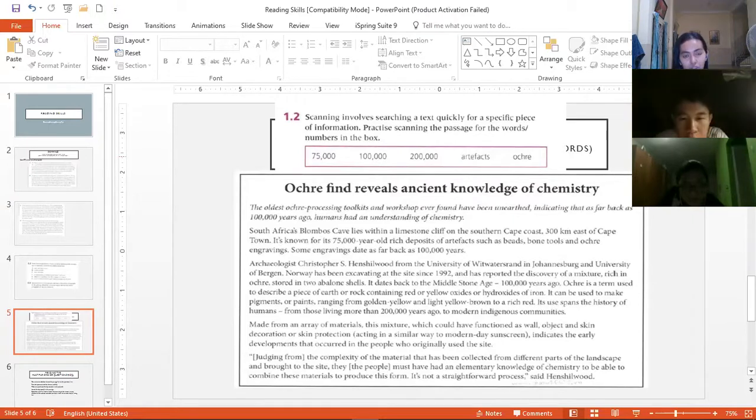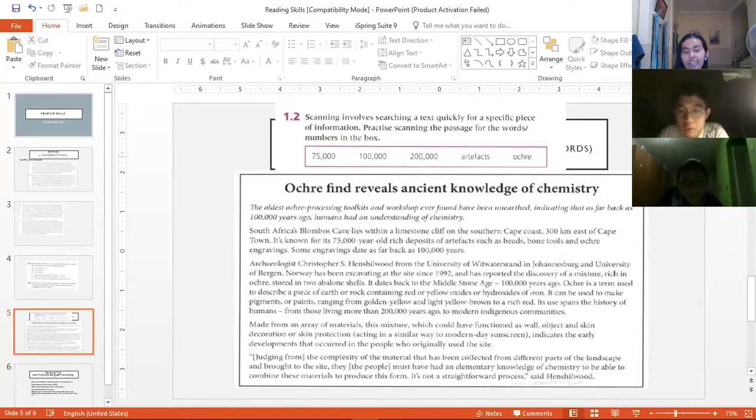You guys found where they are yet? Yes. Okay, Yana, already? Yes. All right, let's go. So where can you find 75,000 in the text? What paragraph is it? Paragraph 2. And what does that number refer to? The rich deposits of artifacts.